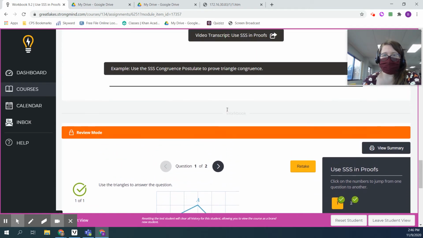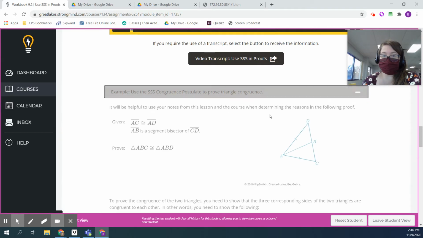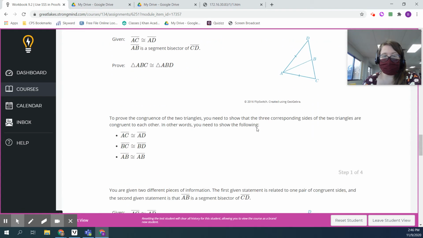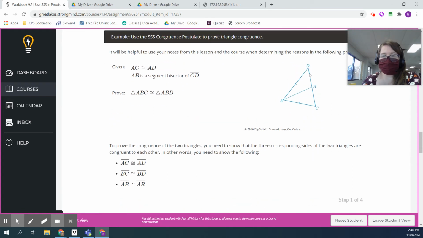I want to show you an extra one because I think proofs can be super tricky. With a proof, you'll always have the given statement, and then what you want to prove. We have these two triangles. This side is the same as that side, and I could say that AB is the same as itself by the reflexive property. So the only other thing I would have to prove is that this side is congruent to that side. We would have BC and BD.